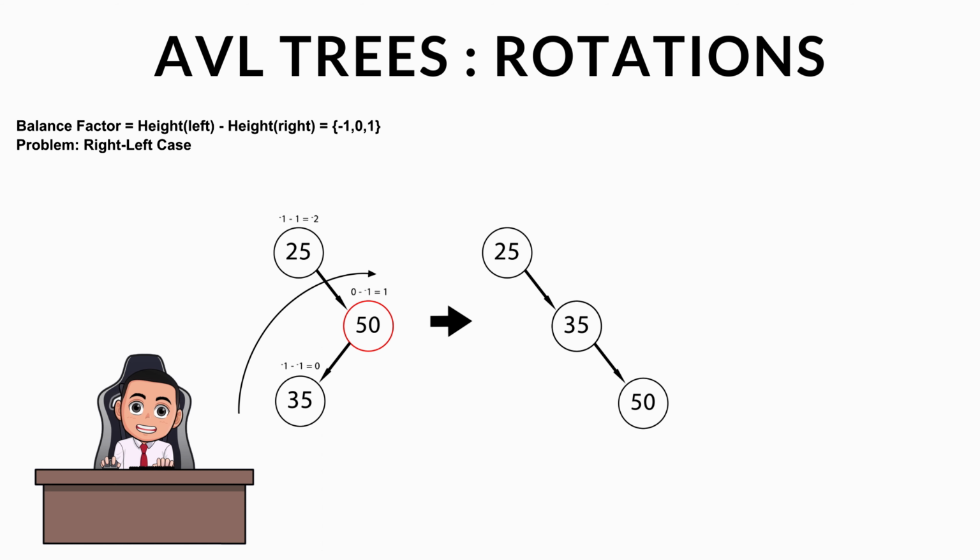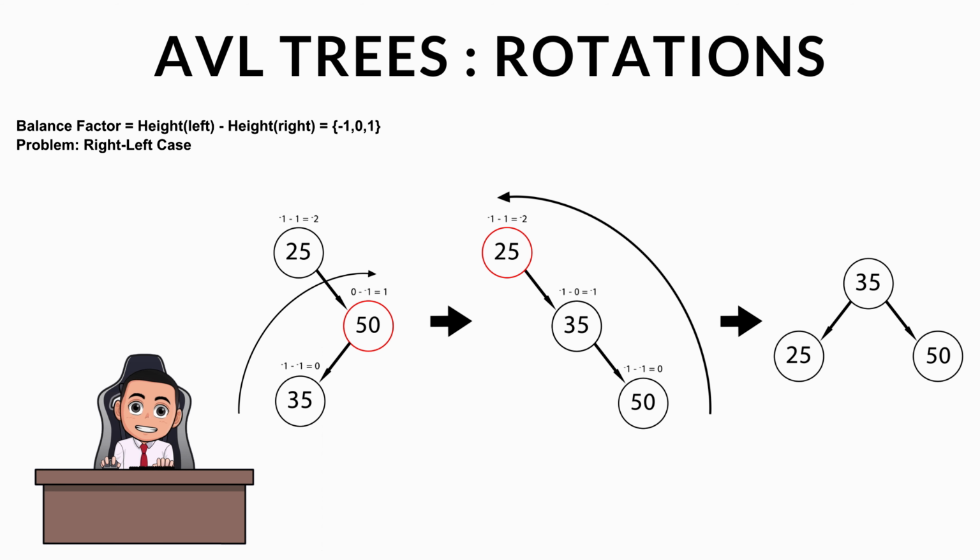Calculating the balance factors, the leaf node is 0. This node is -1, and the root remains at -2 now, exactly like our right case. So this tree is still unbalanced. So we perform a left rotation around the imbalanced node. 25 becomes the left child of the root, 35 becomes the new root, and 50 remains the right child of 35.